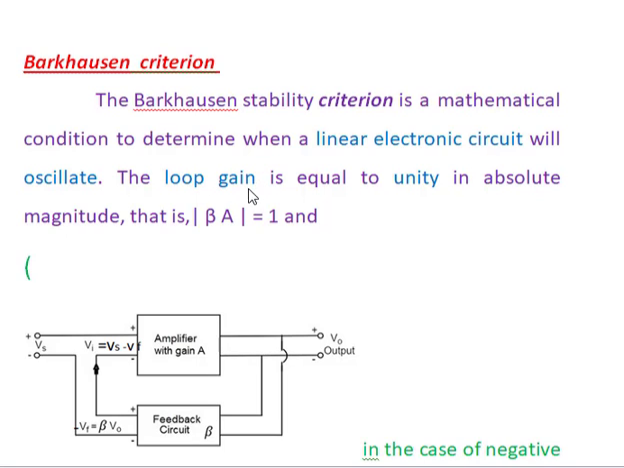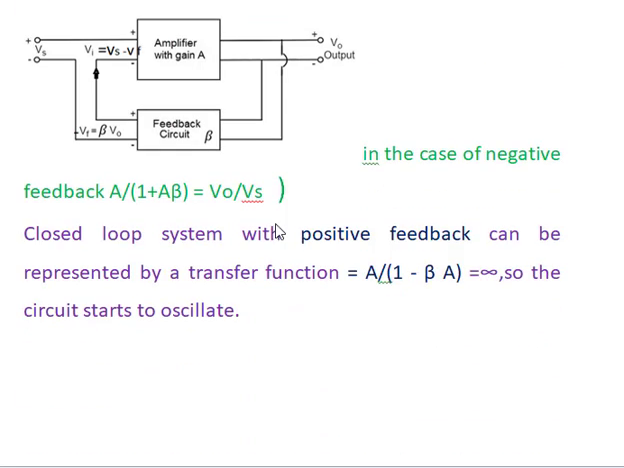When the loop gain takes the value 1, that is unity, substitute this in the equation: 1 minus 1 gives 0. A divided by 0 is equal to infinity. So it is the condition to produce the oscillation in the oscillator, even without giving any input signal. It gives the output waveform.